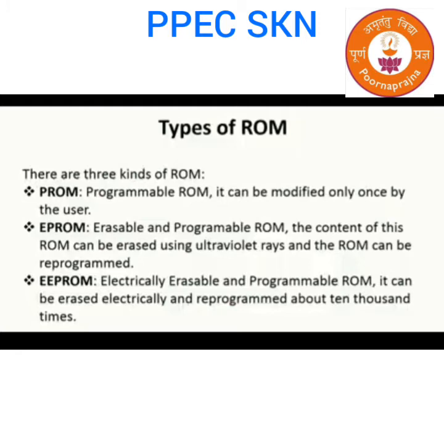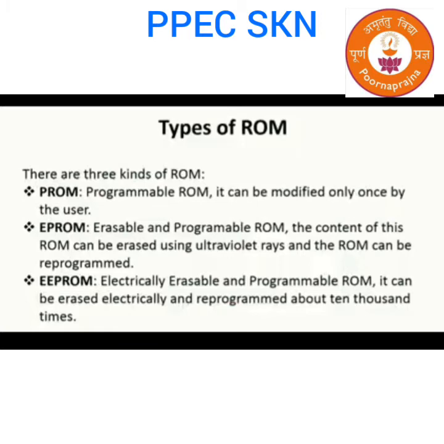Next is EPROM. E means erasable and programmable read-only memory. The content of this ROM can be erased using ultraviolet rays and the ROM can be reprogrammed. So in programmable read-only memory, only one time the user can modify. In erasable programmable read-only memory, the content inside the read-only memory can be erased using ultraviolet rays and you can reprogram.